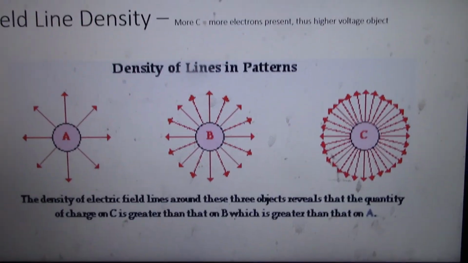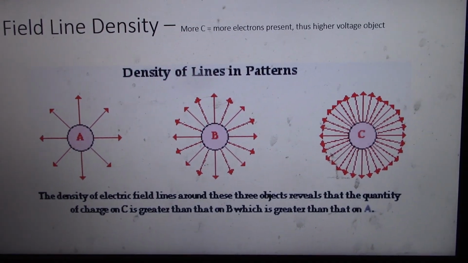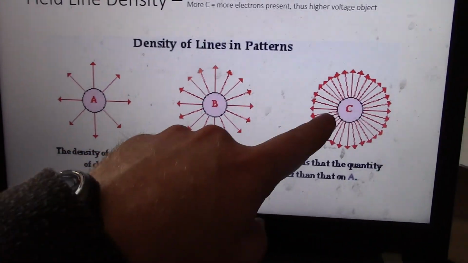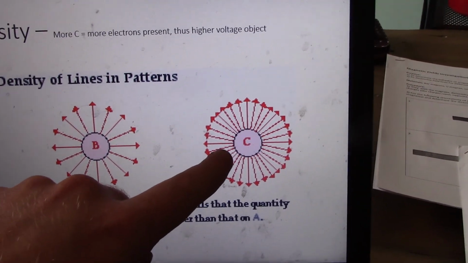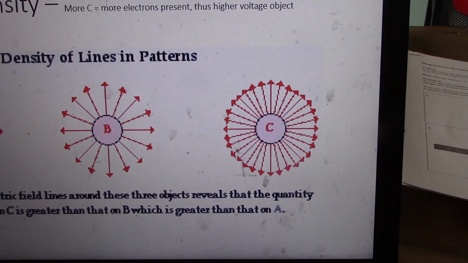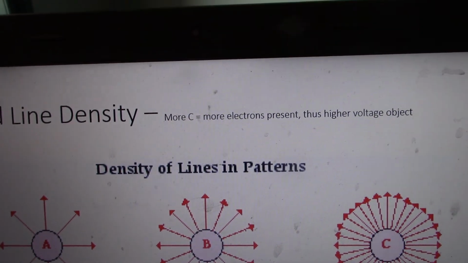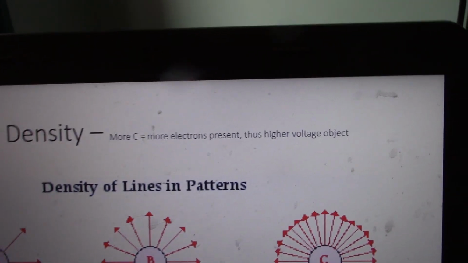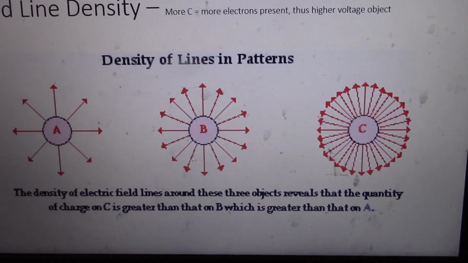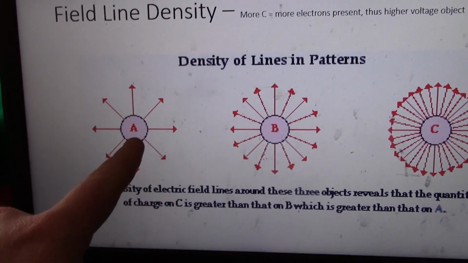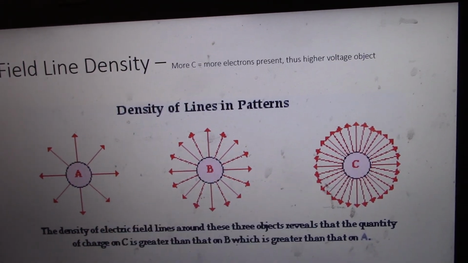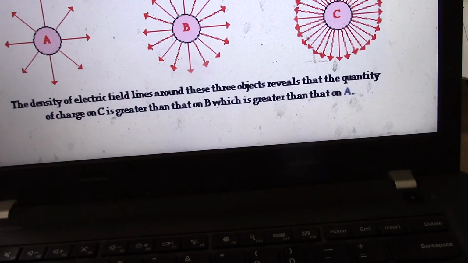And the strength of the electric field is determined by the density of the lines. So if you have more lines, that means that there's more electrons present. And electrons are quantified as a value called a coulomb. So they're measured as C. So if there's more coulombs of electrons present, you have a higher voltage object. Okay, so this would be the least dense electric field. This would be in the middle, and that would be the strongest electric field. Okay.